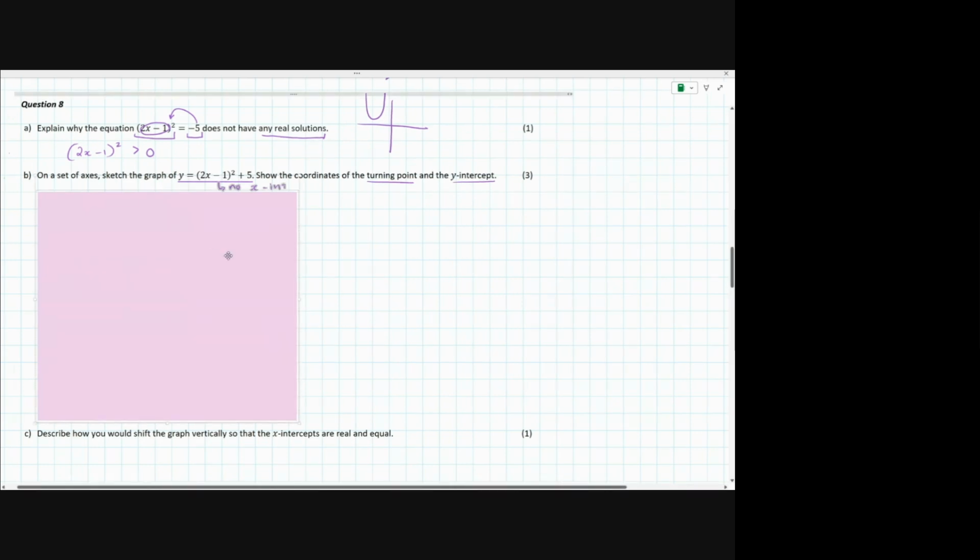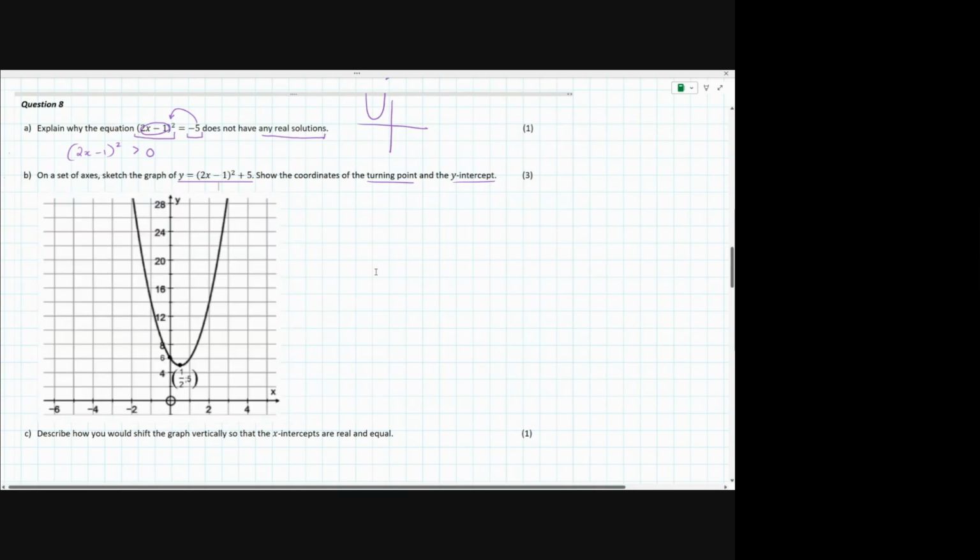Alrighty, guys, let's have a look at this graph. So there it is. Just very quickly, in terms of what you've been given here. Remember, the form of the equation that we've given you is in turning point form. But what might throw us is that 2 in front of my bracket.